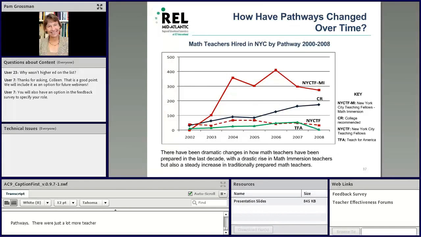Let's look specifically at math, which, as I mentioned, was a shortage area and one of the areas that was targeted. What you see, again, is that teachers were coming through TFA and the New York City Teaching Fellows, and more teachers were still coming through the college recommended programs. But at that point, in 2003, they still weren't producing enough math teachers to fill the demand. So the New York City Teaching Fellows Math Immersion Program was developed, and you can see now that that's the route through which most math teachers are prepared for New York City schools. Again, each of these subject areas has a slightly different progression.